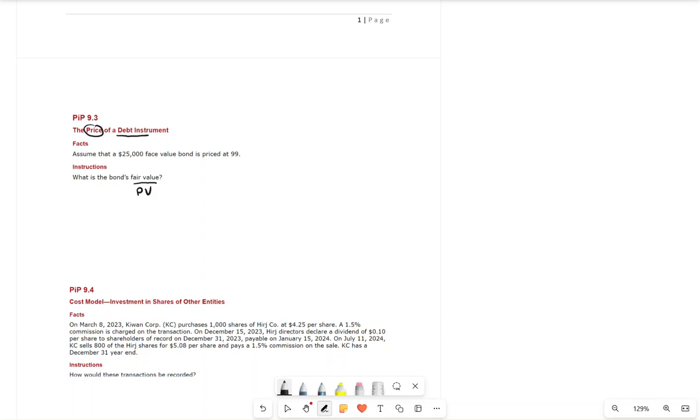I'm sure you have seen it before in your chapter. In this case, they said to assume that the 25,000 face value bond is priced at 99. So what we're looking for is the present value and the fair value of the bond. When you're looking for the fair value of the bond, the face value of our bond is 25,000. We want to know what the present value is.